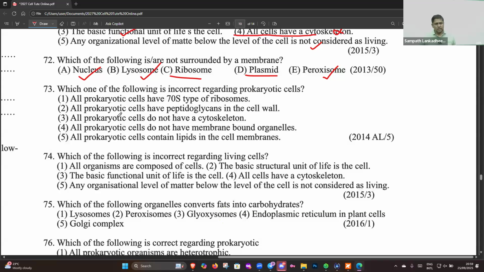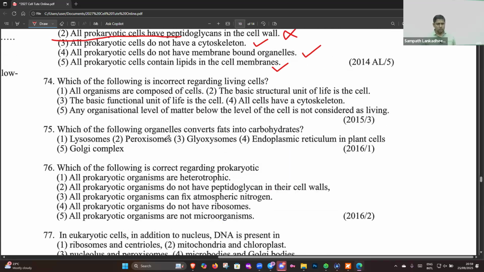Question number 73. Which one of the following is incorrect regarding prokaryotic cell? All prokaryotic cells have 70S type of ribosomes. All prokaryotes have peptidoglycan in the cell wall. No. Why? Archaebacteria, they don't have peptidoglycan in the cell wall. All prokaryotic cells do not have cytoskeleton, correct? All prokaryotic cells do not have membrane-bounded organelles. All prokaryotes contain lipid in the cell membrane. Yeah, so we have the answer. Second is the answer.